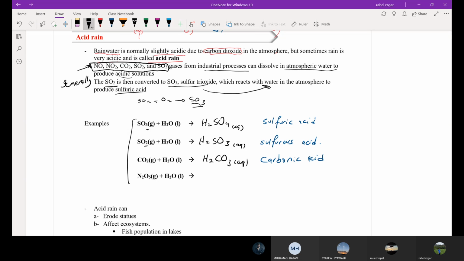N2O5, where does N2O5 come from? We don't have N2O5 in the previous ones. That is because normally NO and NO2 convert to become N2O5 by reacting with oxygen.